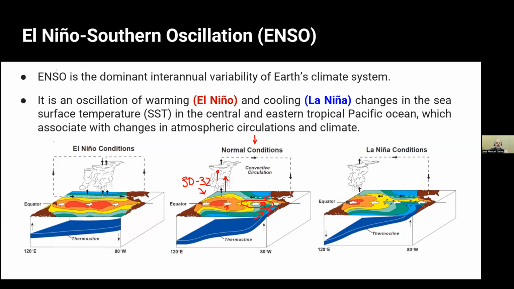Maritime continent meaning Indonesia, Papua New Guinea, the Philippines, basically equatorial Eastern Asia. So there's a lot of deep convection and thunderstorms and heavy rainfall occurring in this region, right? So this is kind of the normal conditions. Of course, there's day-to-day variability, but this is a rainy location.